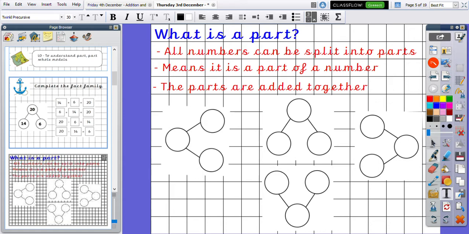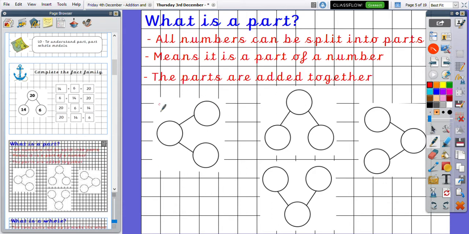Okay, so as you can see, my part whole model is split into 3 sections. You've got a part at the top, a whole at the top, and then 2 parts at the bottom which connect to the top. So these are my parts. I'm going to put a P for parts. So I've got 2 parts, okay, which add together to make my biggest number, which is my whole number at the top. Now they can be different ways around, but that doesn't stop the fact that the 2 parts add together to make my whole number.